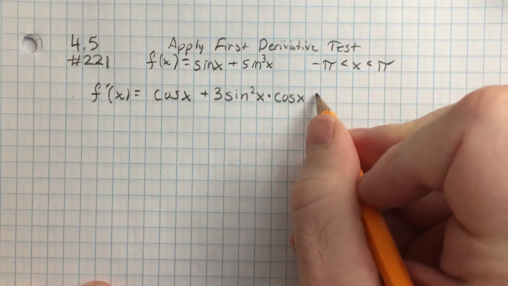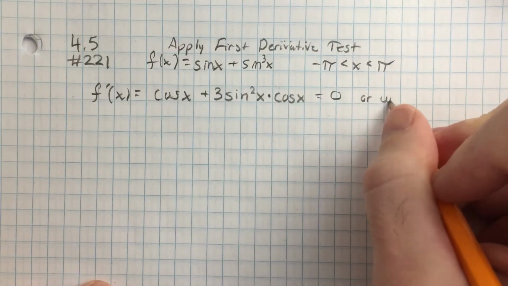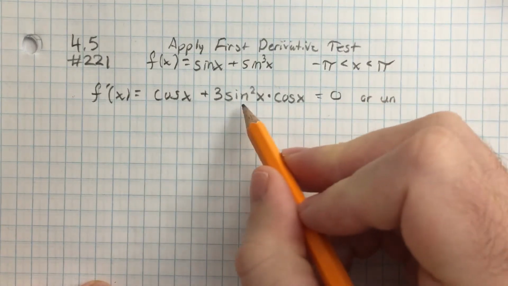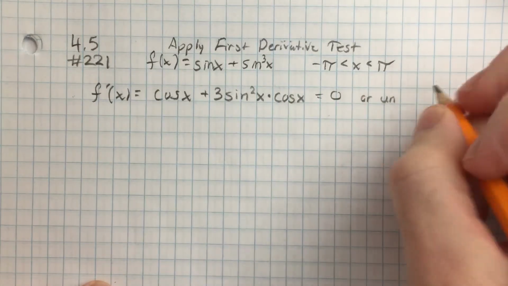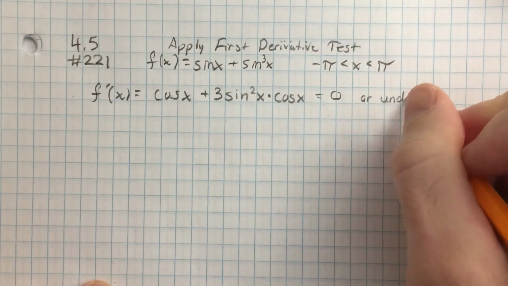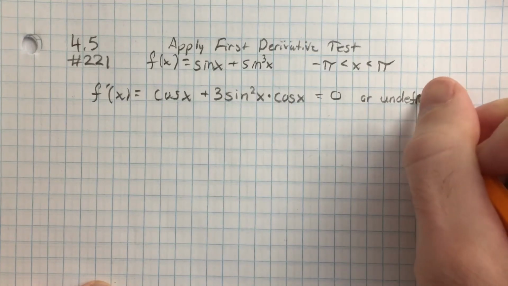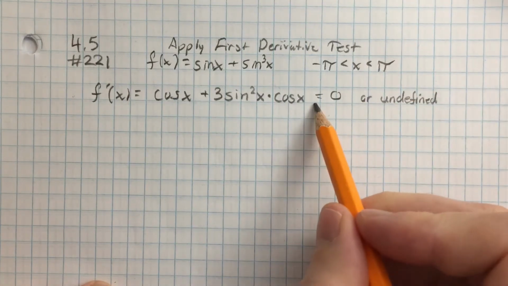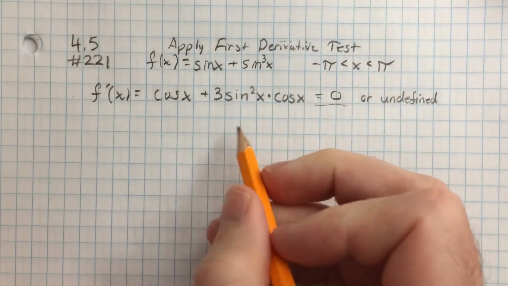All right, we want to know whether this is equal to 0 or undefined. Now, given that it's just a sum of sine functions and cosine functions, there's no way it'll be undefined. So I'm going to write it here, but really we don't have to worry about that at all. But it's something in general to pay attention to. So we're really just worried about equal to 0 in this particular case. All right, so where is it equal to 0? We'll try to factor it and solve.